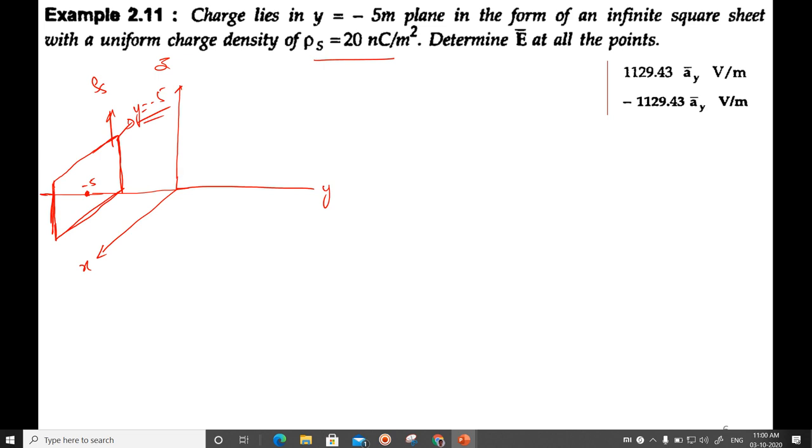Then what he has asked: determine the electric field intensity at all the points. At all the points means in front of the sheet and back of the sheet. So I will consider some points in front of the sheet and some points at the back of the sheet, right? Here the sheet is located on the y plane, so I will call it the left of the sheet and the right of the sheet. Let me consider the point either near to this sheet or away from the sheet. It doesn't matter, because the electric field intensity due to the infinite sheet charge with surface charge density is given by rho s by 2 epsilon naught.